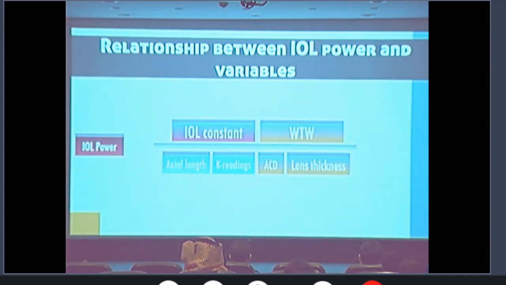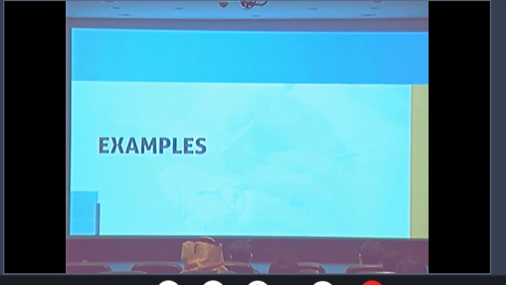So this is just to know the relationship between the IOL power, the IOL constant, and white to white. If you increase it, you have to increase the power, and likewise for axial length, K reading, AC depth, and lens thickness. If you decrease it, you have to increase the power. So one example and we will finish.